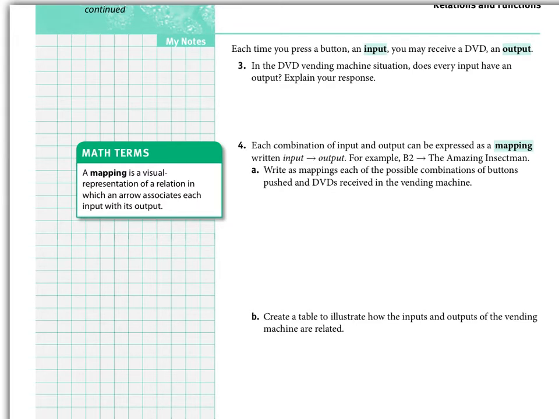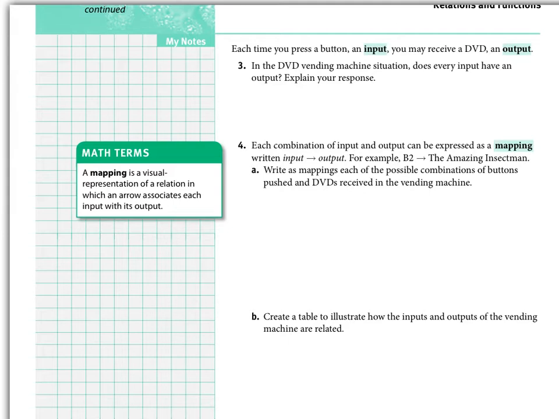Number 3 says, each time you press the button and input, every time you press a button, you are giving an input into the machine, and then the machine gives you a DVD, and that DVD is called an output. So in a candy vending machine, you would input a code, and then whatever candy you got would be the output. A soda vending machine would be the same thing. In the DVD vending machine situation, does every input have an output?